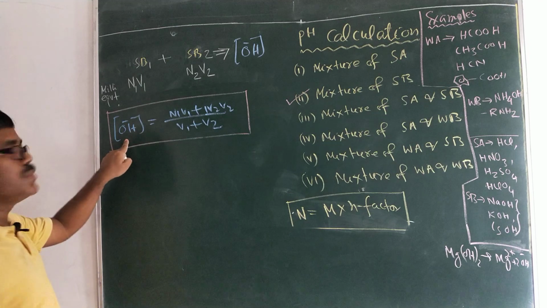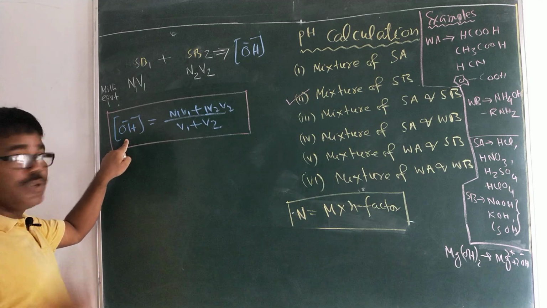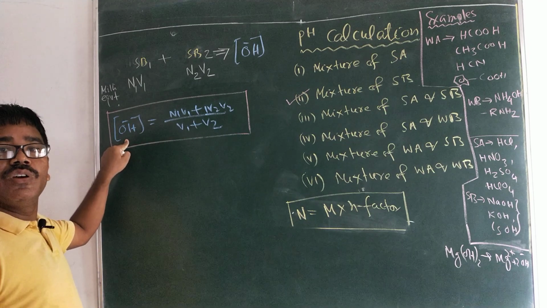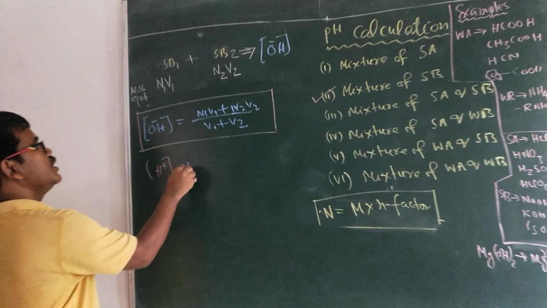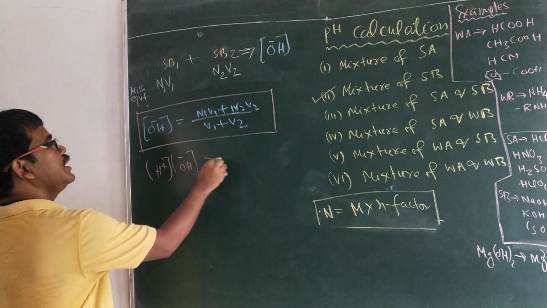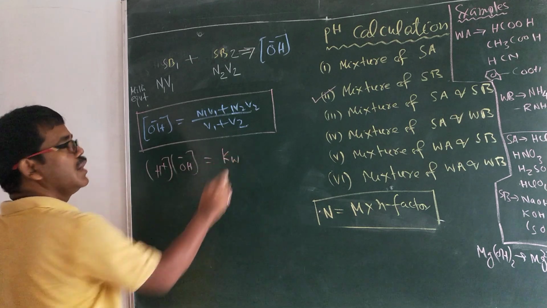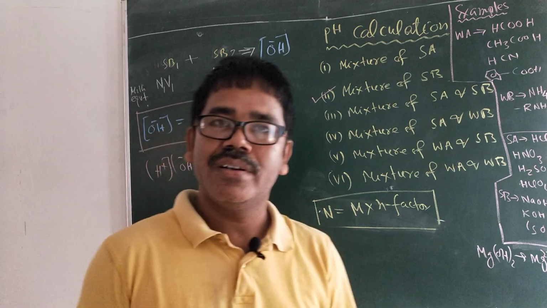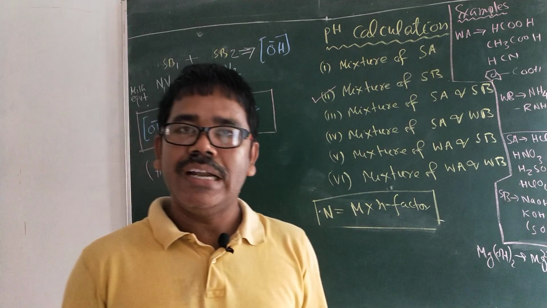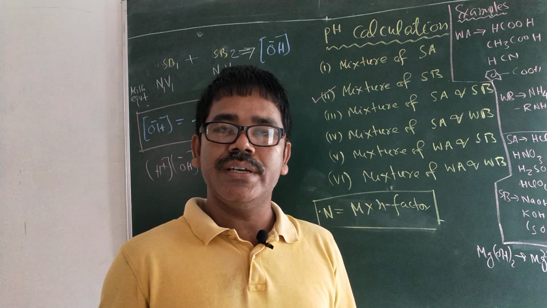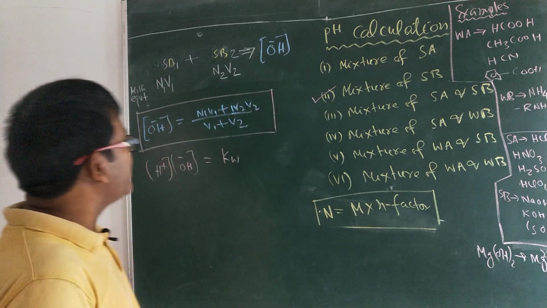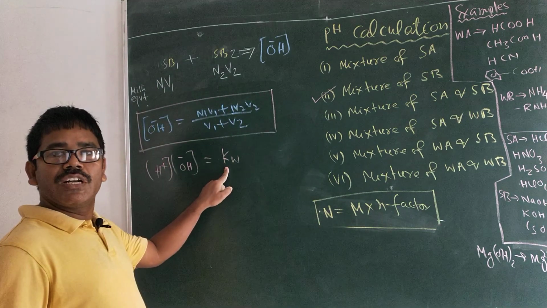Once we know the OH minus concentration, we can calculate the H plus concentration. How? We know that H plus into OH minus is equal to Kw. What is Kw? Ionic product of water. What is the value of Kw? 10 to the power minus 14. Could you recall? Yes. 10 to the power minus 14. Kw, ionic product of water.